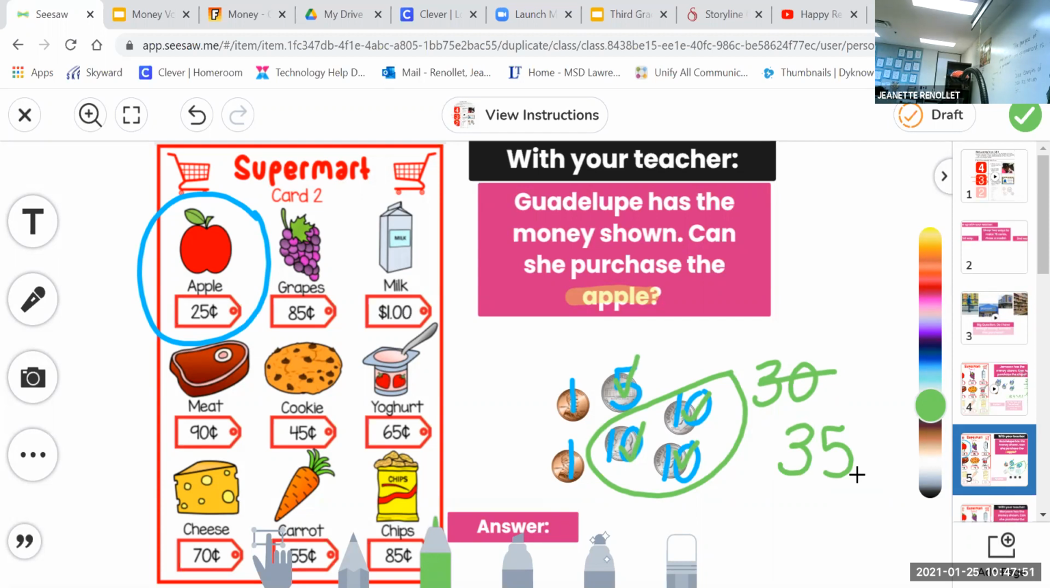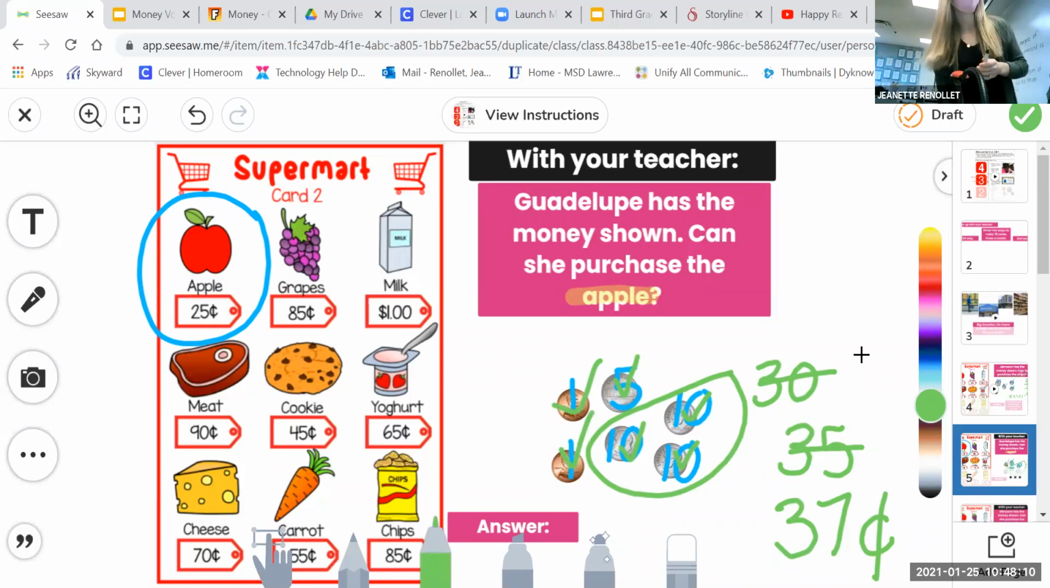Perfect. Now I just have 2 ones. 35, we can count on. 36, 37. 37 cents is what Guadalupe has. And then we have found the sum of how much money Guadalupe has, maybe in her backpack or her piggy bank. Okay, we just did our first job. We found the collection of money that Guadalupe has.